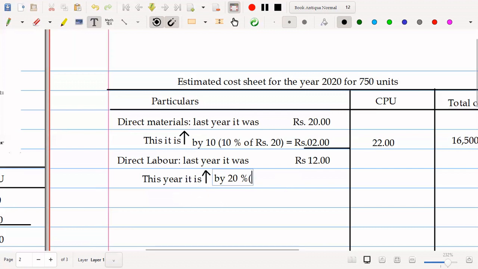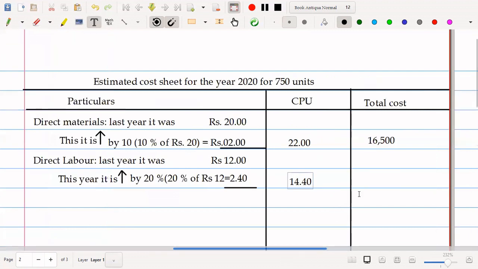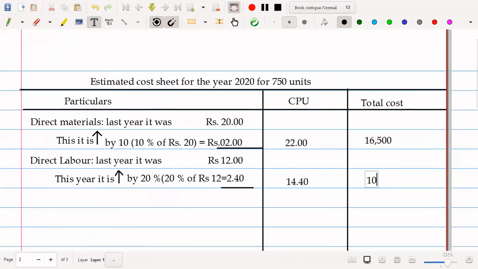Take down 20% of rupees 12. That will be 2.40. Now let's take this total here in CPU column. The total will be 14.40. Multiply with 750, it comes to 10,800.